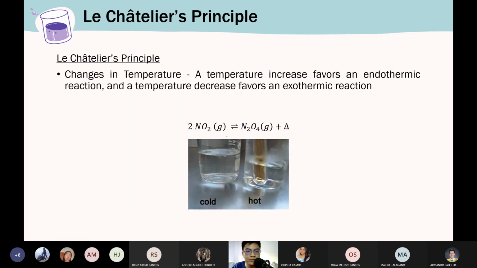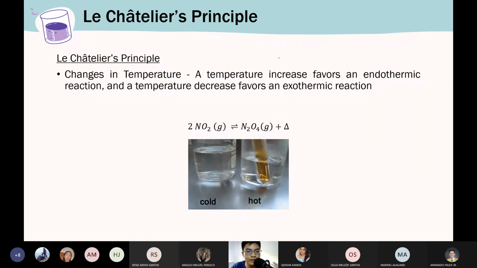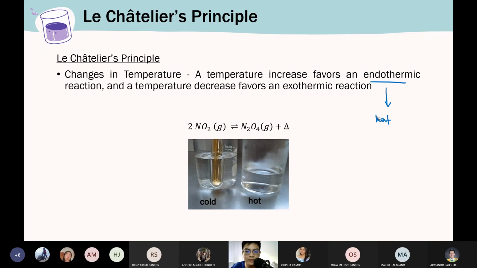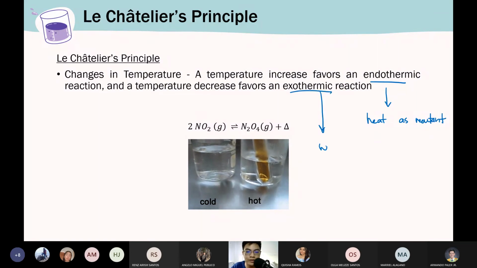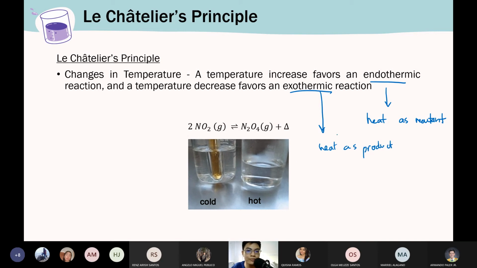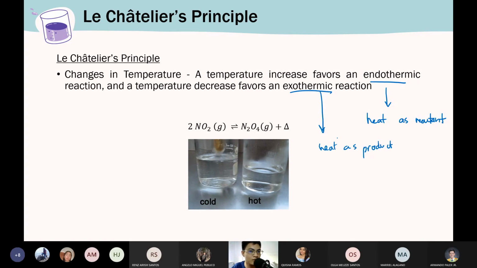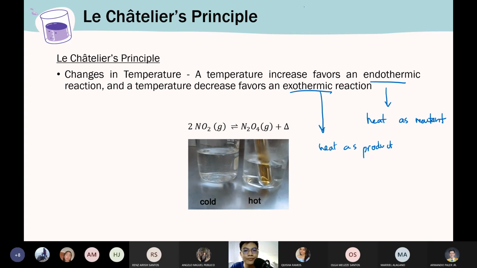Next one is the temperature. Basically, ito lang yung tatandaan nyo. Kapag exothermic, temperature increase favors endothermic reaction because we view heat as reactant, no? Kapag endothermic reaction, heat is reactant. And then kapag exothermic, we imagine heat as product, no? So same lang to ng concentration, no? Imagine heat is a concentration and increasing temperature increases the heat concentration. Parang ganun yung idea dito.